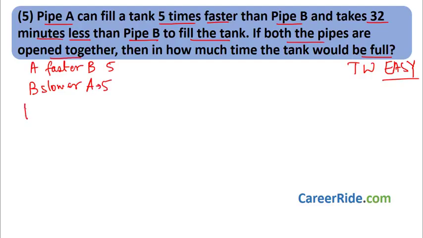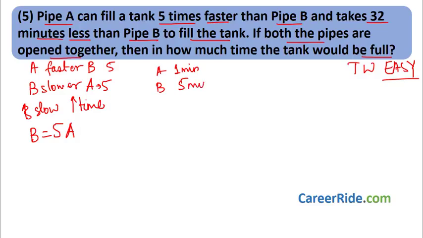If a machine is slow, time taken will be more. So if B is 5 times slower than A, B will take 5 times more time than A. So if A is doing a work in 1 minute, B will take 5 times more time, that is, B will do it in 1 minute into 5 minutes. Right? So if A is doing a work in T minutes, how much time will B take? B will take 5T minutes, because B is 5 times slower.